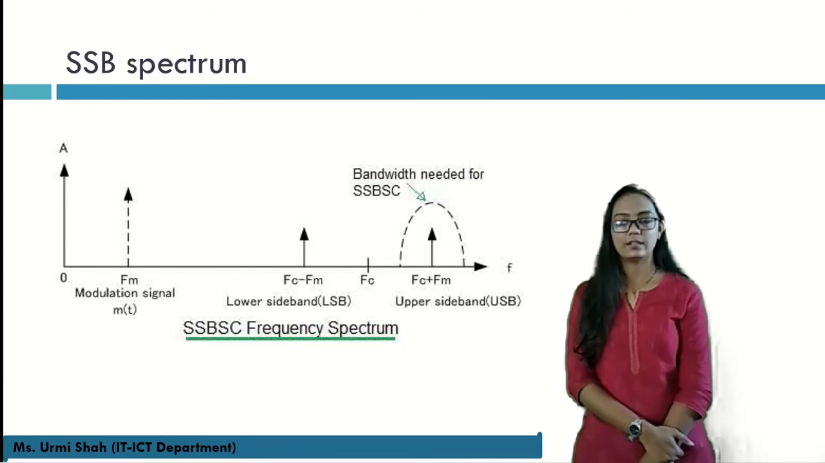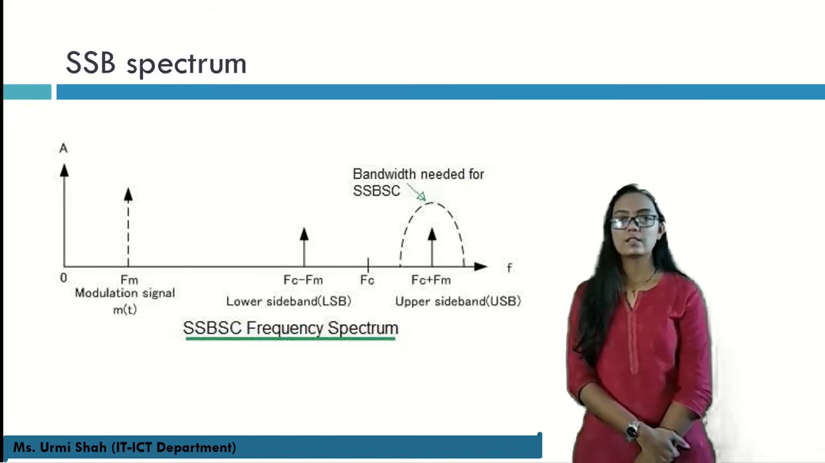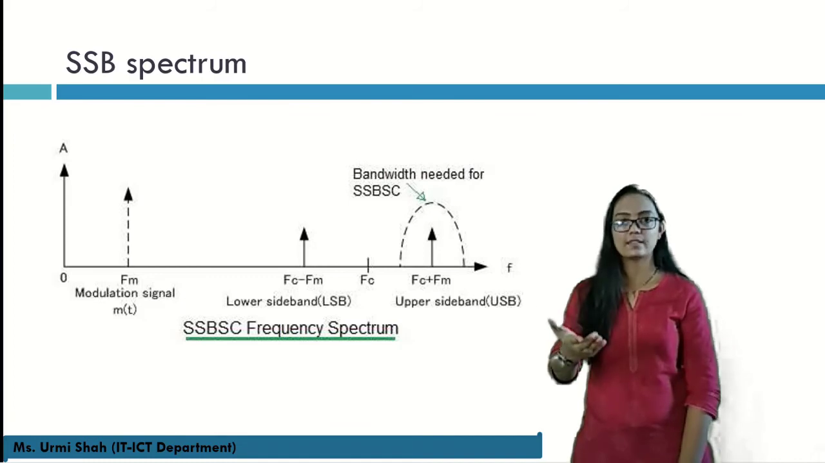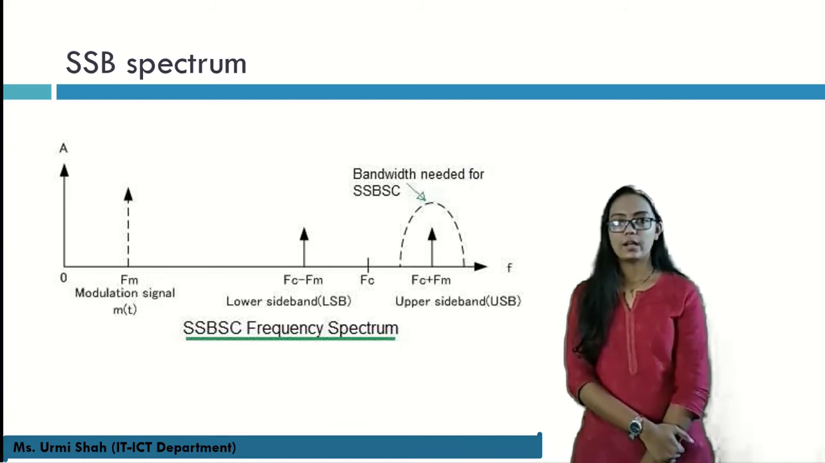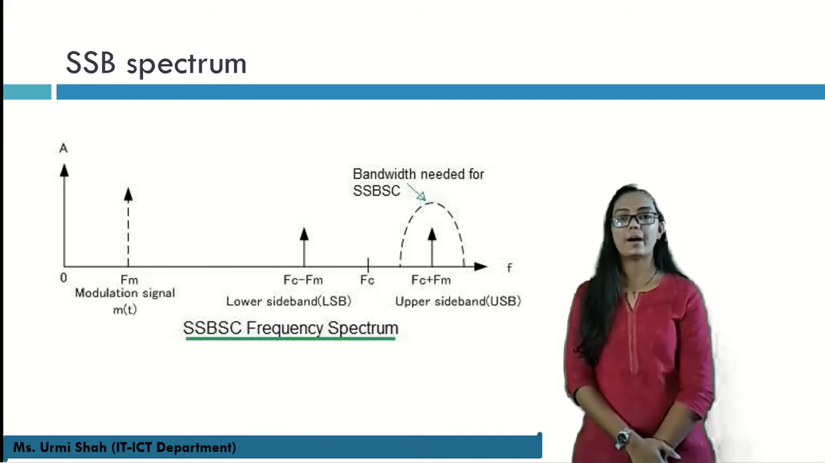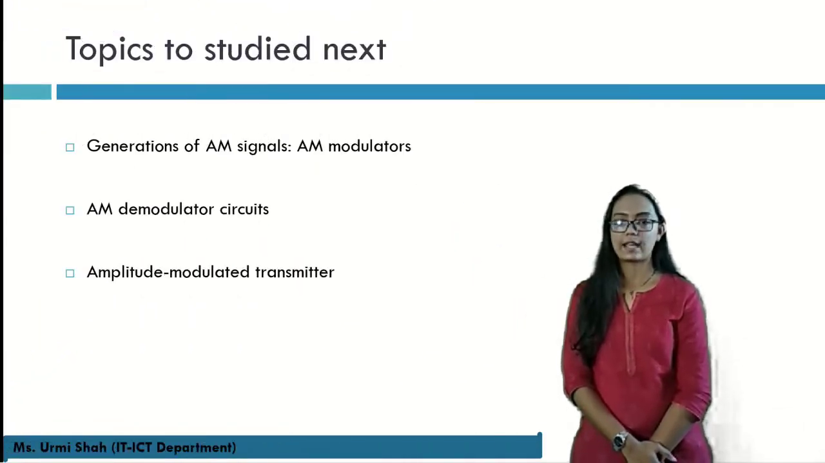Next we will see the spectrum of the single sideband modulation scheme. As you can see over here, there is only one sideband present, that is the upper sideband, which is the summation of carrier frequency and message frequency. Only one sideband is needed, so only that much bandwidth is needed to pass the signal from one end to another. So your bandwidth is reduced and the power required to transmit the signal is also reduced. So this is about single sideband, which we have studied here.